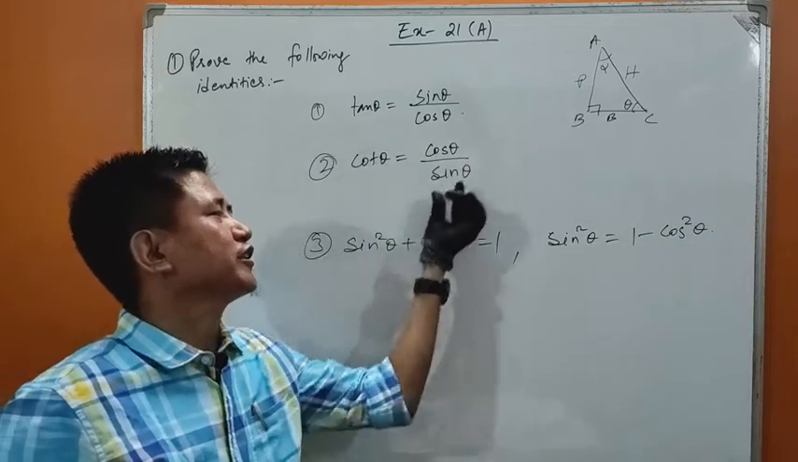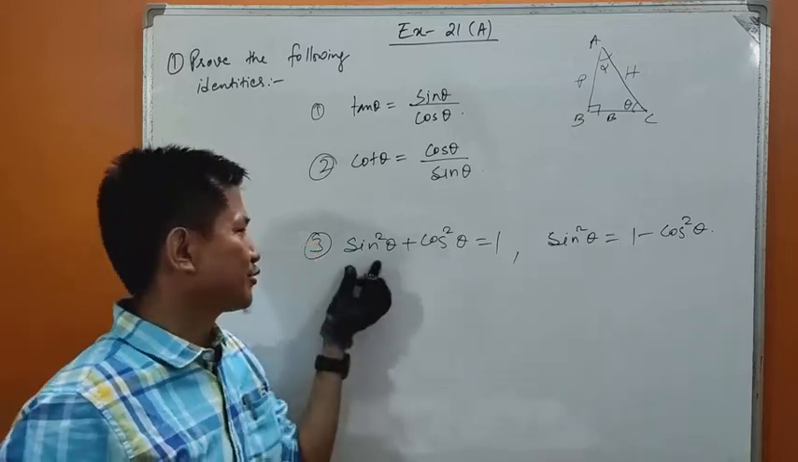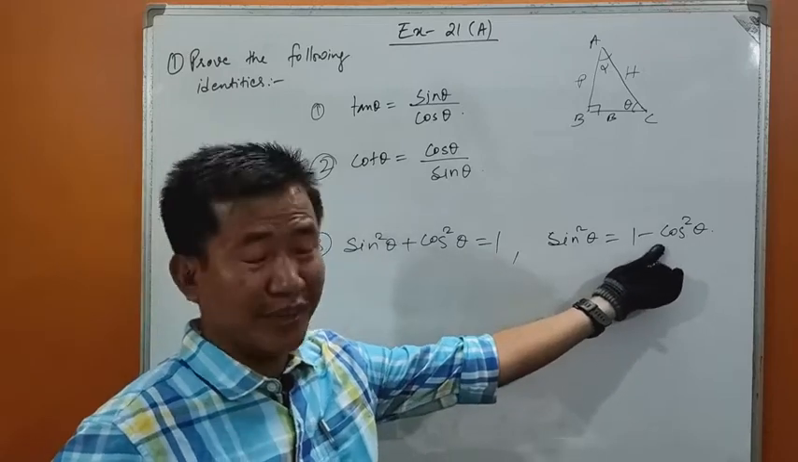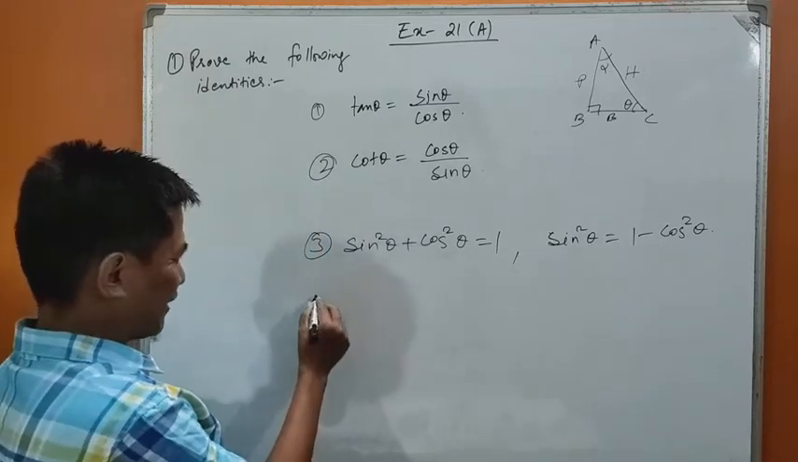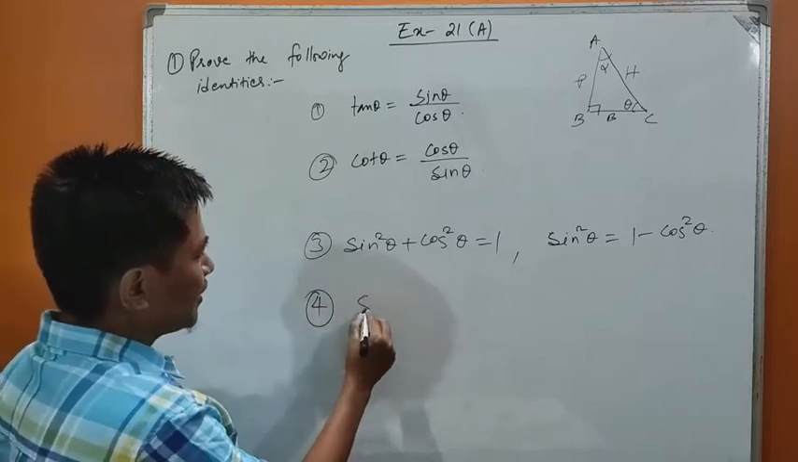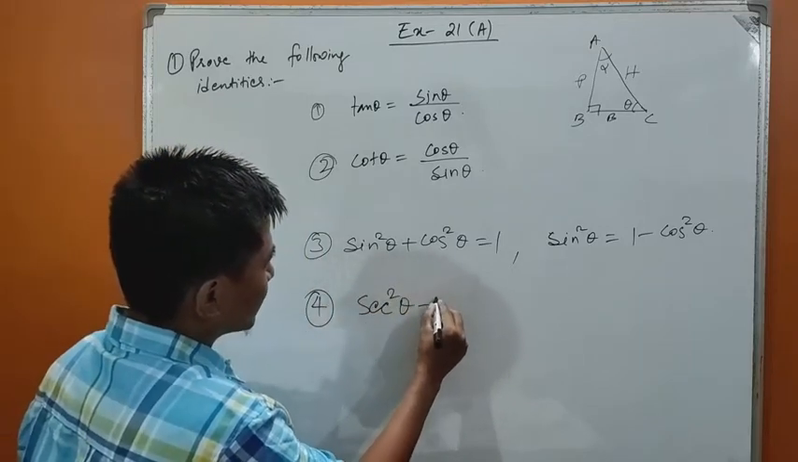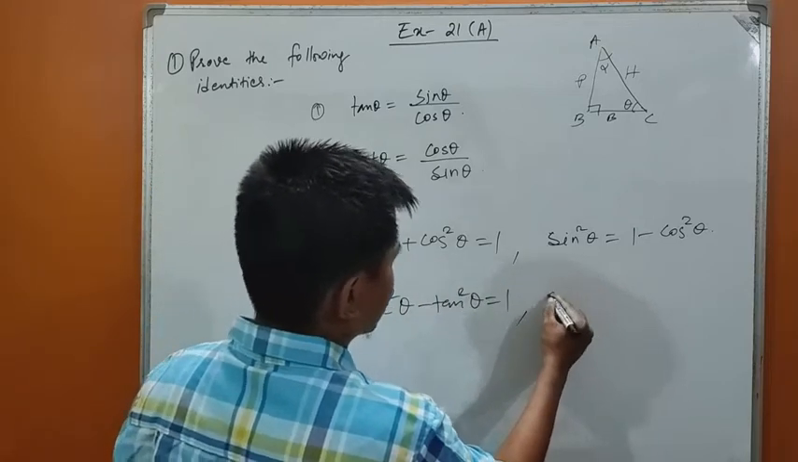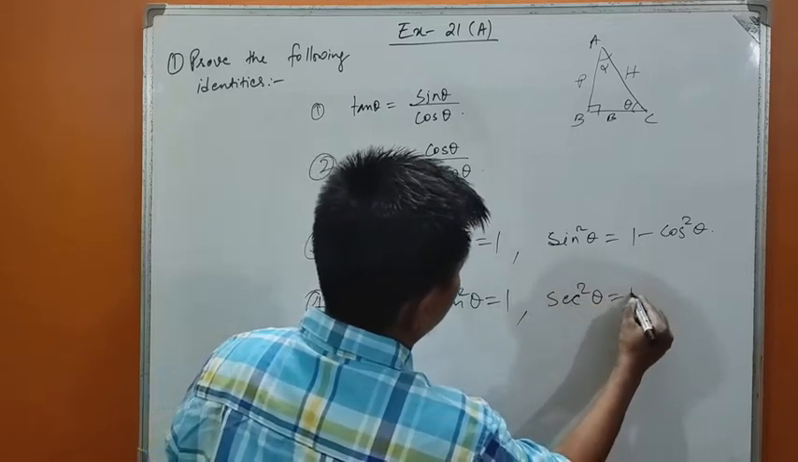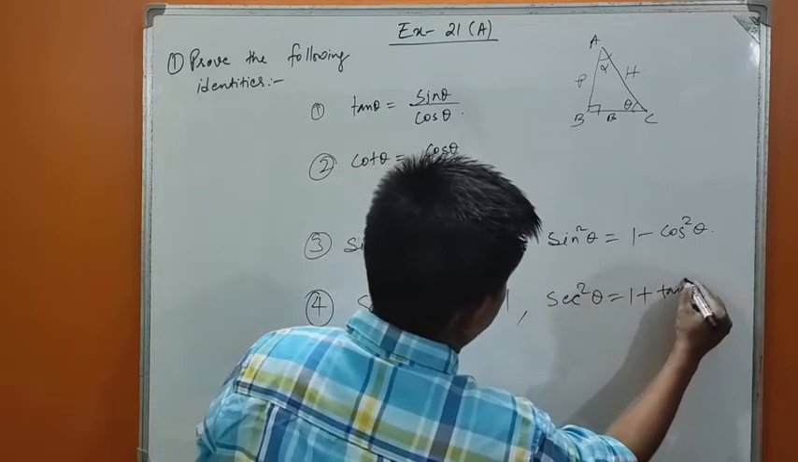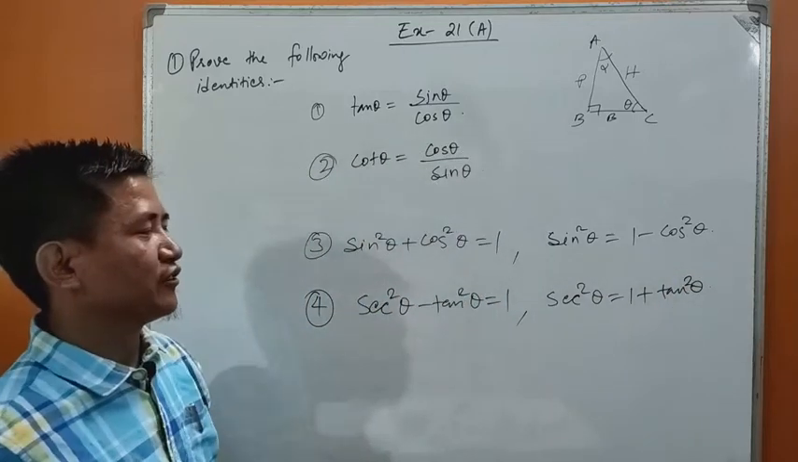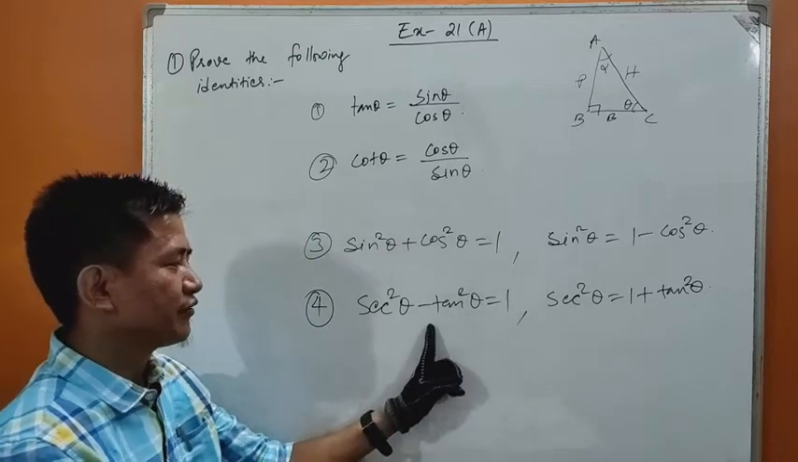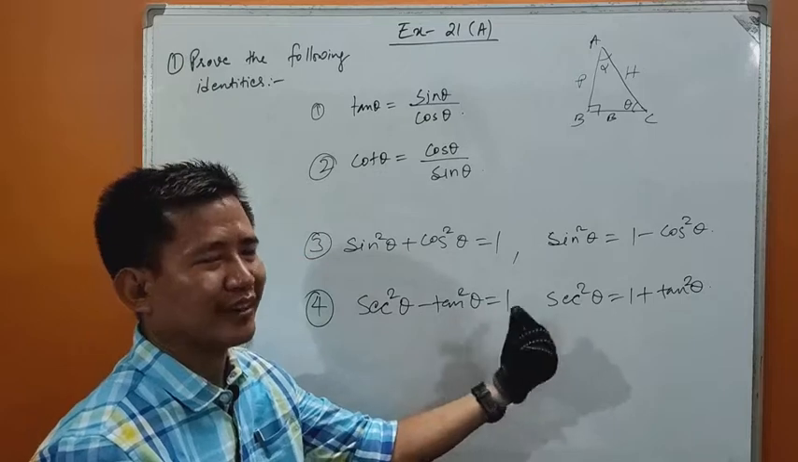This cos square theta, if you take to the right hand side, it becomes minus cos square theta. So sine square theta equals 1 minus cos square theta. Similarly we have another formula, sec square theta minus tan square theta equals 1. Needless to say, sec square theta equals 1 plus tan square theta, isn't it? So tan square theta equals sec square theta minus 1. If you take tan square theta to the right hand side and bring this one to the left hand side, sec square theta minus 1 becomes tan square theta.